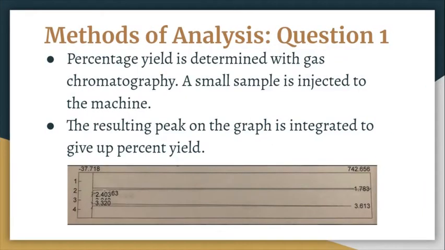The method of analysis for the reaction experiment or question one is that it was analyzed with gas chromatography. Essentially, the percentage yield was determined with a small sample that was injected into the gas chromatography machine, and then that resulting peak was integrated to give the percentage yield, as shown below.